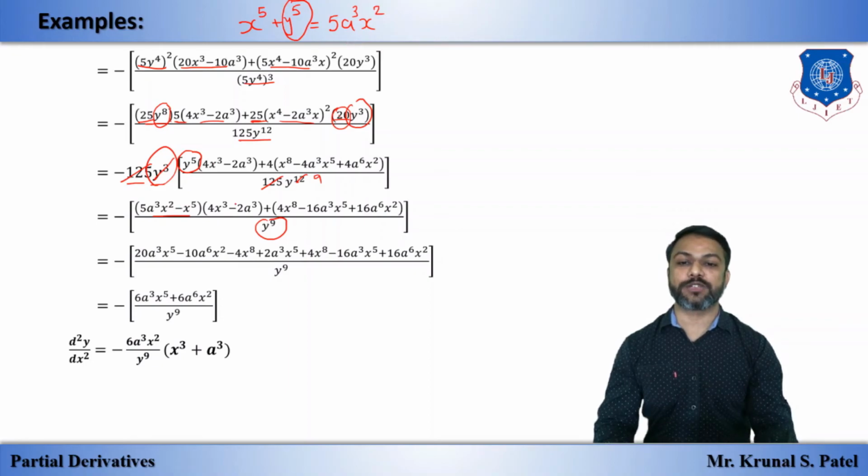By expanding this bracket and cancelling out similar terms, so a cube x raised to 5, a cube x raised to 5, a cube x raised to 5, we will get a cube x raised to 5 this term, because we have 16 minus and this 22 plus, so this is plus. Now a raised to 6x square and a raised to 6x square, both terms will be cancelled out, so we have a raised to 6x square and the denominator as it is. From this we can take common 6x square and a cube, and y raised to 9 we have x cube plus a cube. This is our final answer.